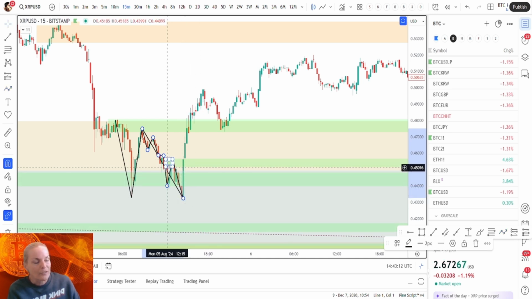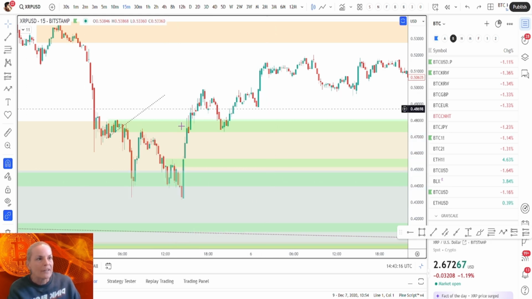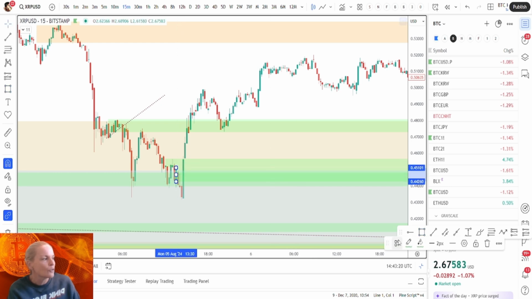So when this breaks, in this case, it happens to be an hourly supply. But even then, you can use the 15-minute here. You can say that to your last supply, and it's broken that, and then you want to buy the retest once it's broken your last supply. And in this case, it's gone straight through and broken multiple supplies.